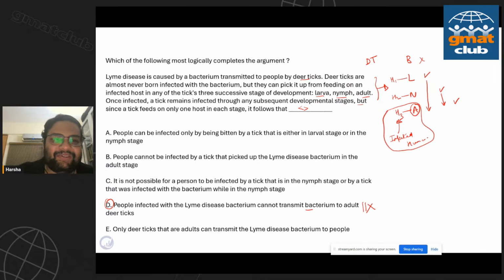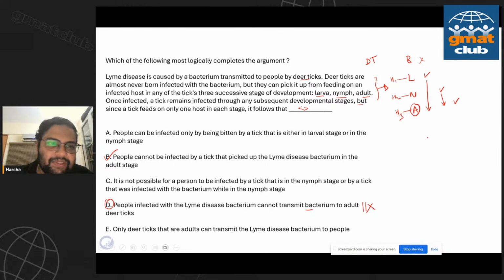Now let's focus on the other choice, which is choice B. And for those of you who chose choice B, congrats, you are absolutely right. Choice B is a very valid inference, and it's like a logical puzzle. You have to see the pieces and see what happens. People cannot be infected by a tick that picked up the Lyme disease bacterium in the adult stage. Remember that there is only one host for each stage. So, if there is a deer tick which picked up the disease thanks to an infected host at the adult stage, there is no further stage.